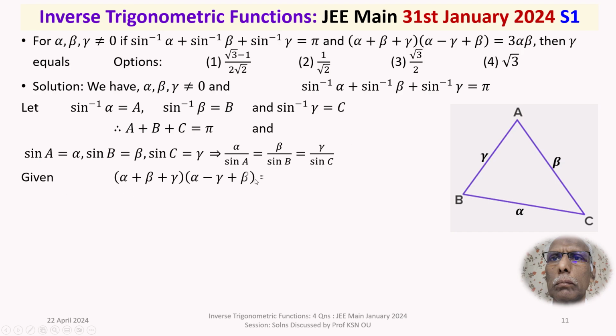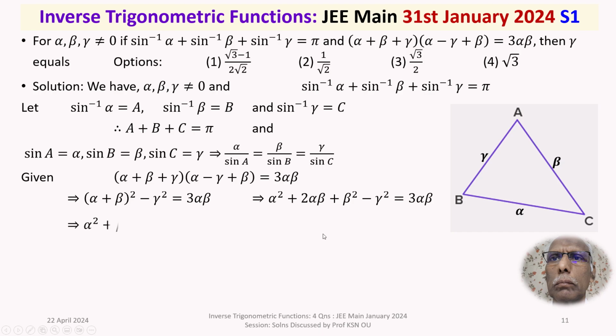So we are given alpha plus beta plus gamma multiplied by alpha minus gamma plus beta is equal to 3 alpha beta. And this product we will write as alpha plus beta plus gamma multiplied by alpha plus beta minus gamma. And we will apply a plus b into a minus b, that is a square minus b square, and you will get alpha plus beta whole square minus gamma square is equal to 3 alpha beta. Now write down for alpha plus beta whole square, alpha square plus 2 alpha beta plus beta square minus gamma square is equal to 3 alpha beta.